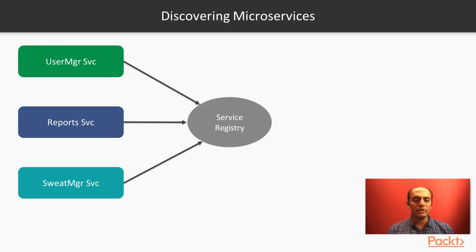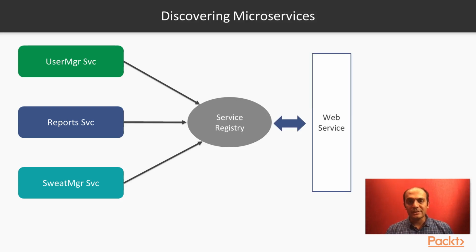Let's take a simple example. Suppose we have these three microservices, the report service, the sweat manager, and the user manager service. All of them, when they start up, broadcast, realize, and find out where the service registry is and register with the service registry. When a web service like Nginx or Apache comes up, it is pre-configured not with the addresses and locations of the services, but has only one single configuration, that of the service registry. So it always looks up the service registry to find out what next.